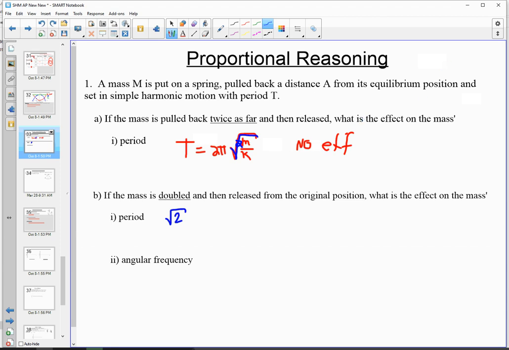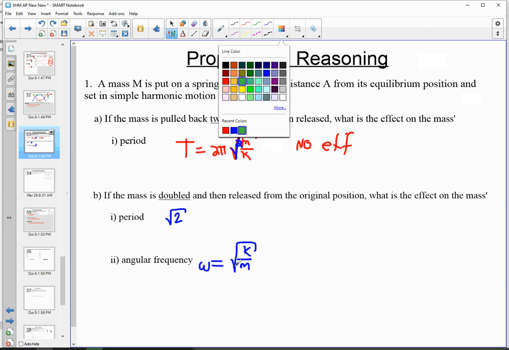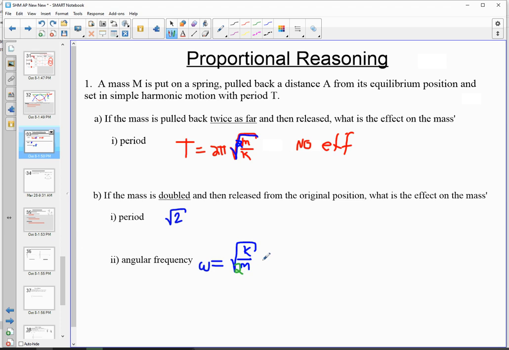What about the angular frequency? Well, on a previous page, we found the angular frequency, omega, which is 2 pi times the frequency, would be the square root of k over m. And as always, let's switch colors, and we put the number in a different color in front of what's changing. If we double the mass, how much bigger or smaller will our new answer be? Well, it will be 1 over radical 2 of what it was before.